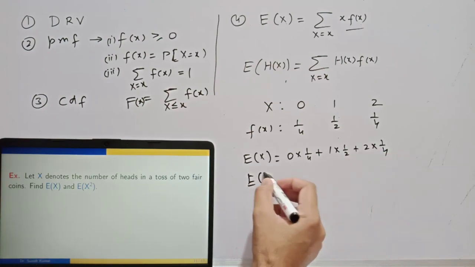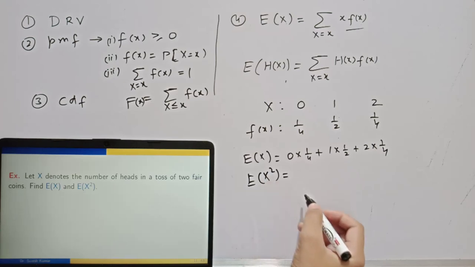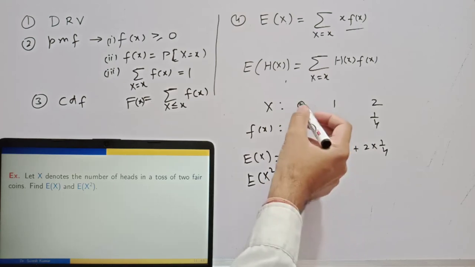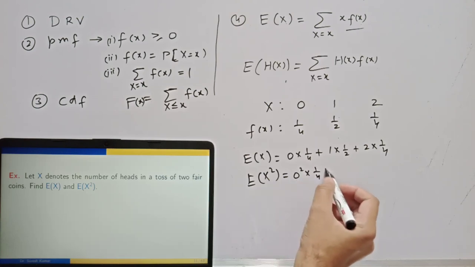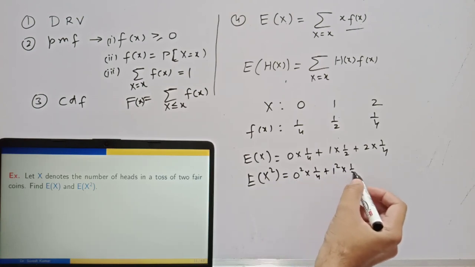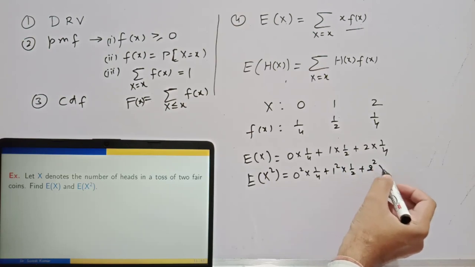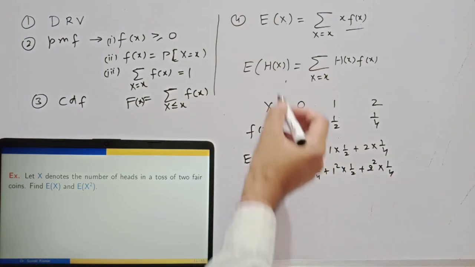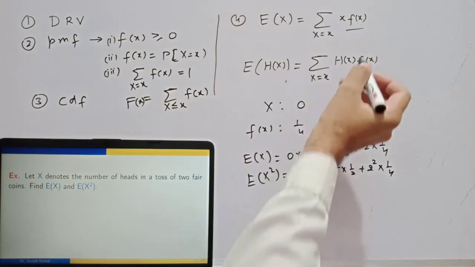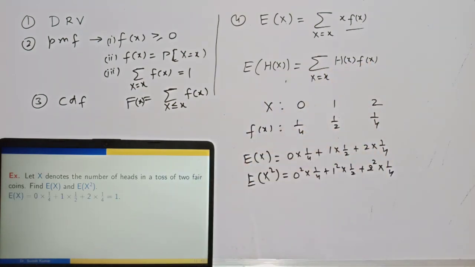Likewise, if I need E(x square), then what to do? Square the values of x everywhere. 0 square into 1 by 4, 1 square into 1 by 2, plus 2 square into 1 by 4. Here you can say it is your h(x), and h(x) is x square, so x square comes as it is. So you can calculate these. First one is 1, second one is 3 over 2.